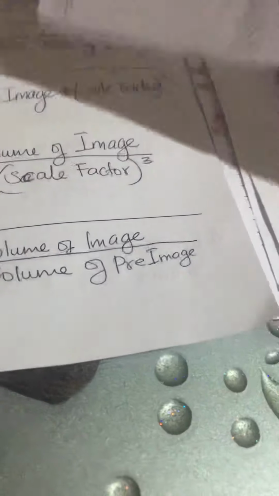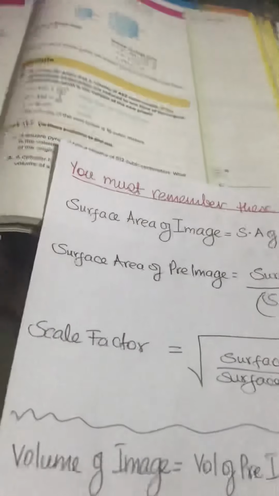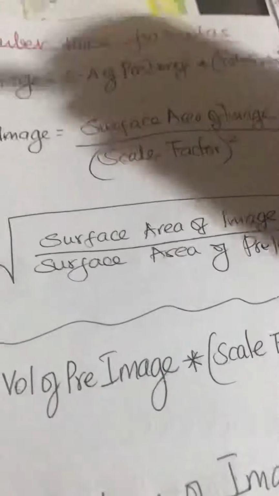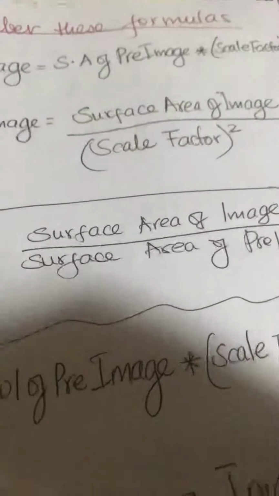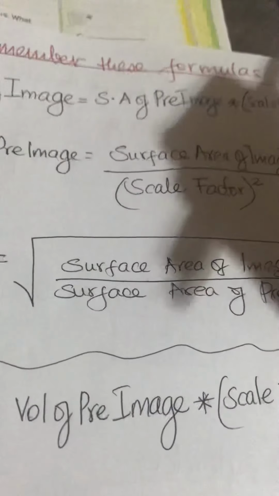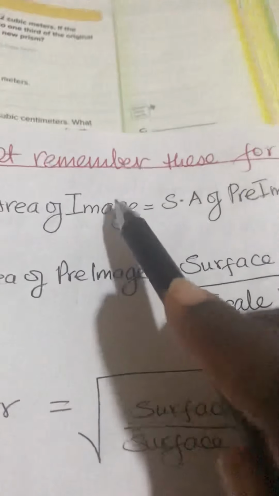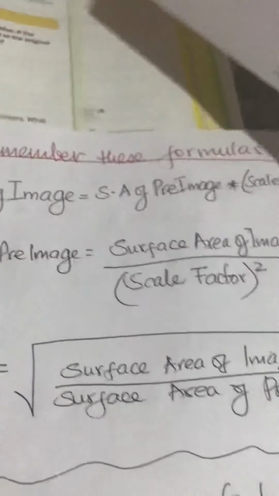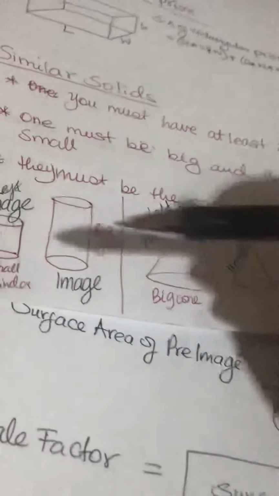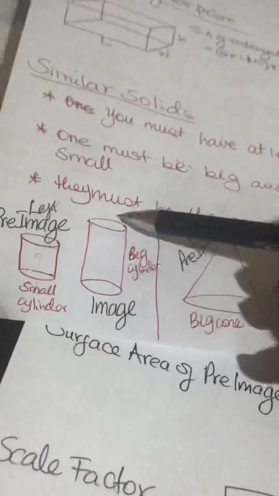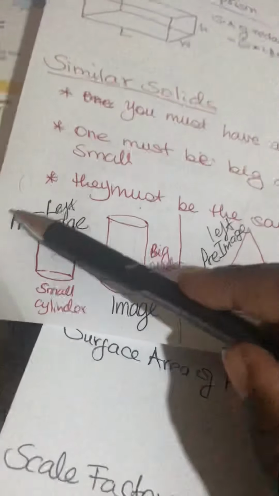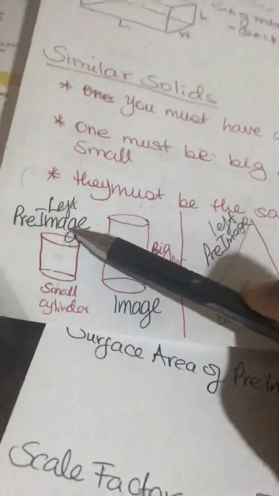Then, there are very important formulas you must not forget. You will need them. In this lesson, you must know how to find the scale factor. You must know. Okay? So, if the question tells you, find the surface area of the image, how will you do? So that means they are asking you for the surface area of this. This is your image.